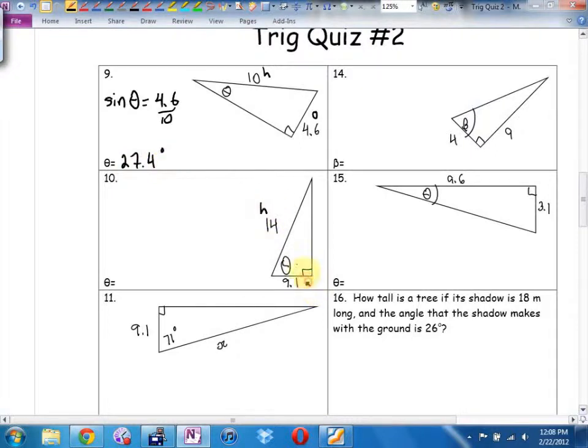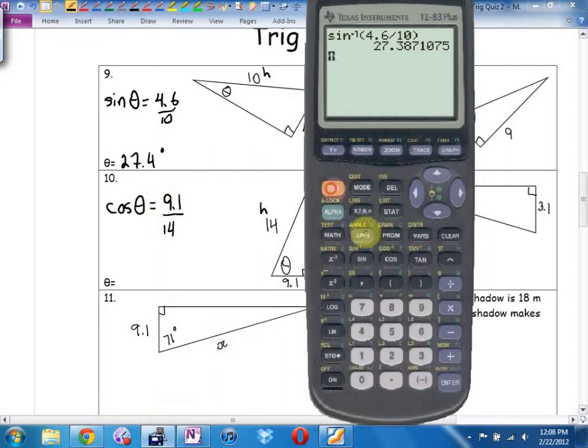Hypotenuse, adjacent. Cosine of theta equals 9.1 over 14. Once again, Tanner, you're right. It's going to be second function. How about typing it in? Come on. You get 49.4? 49.5, I guess.